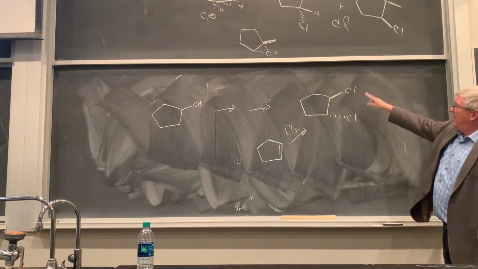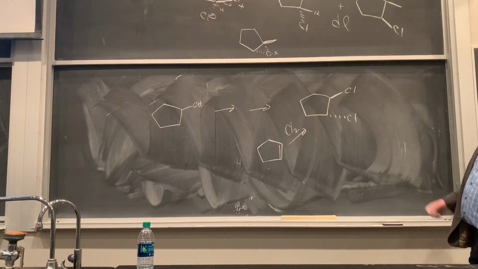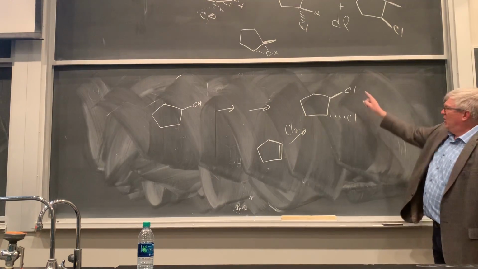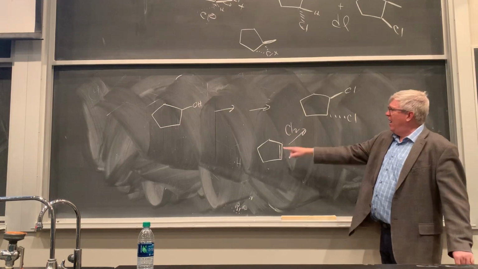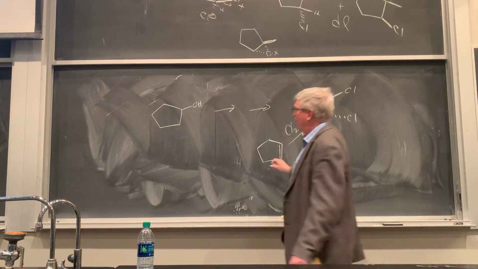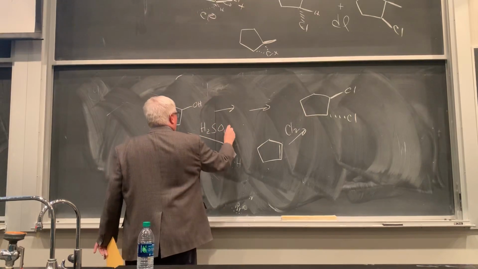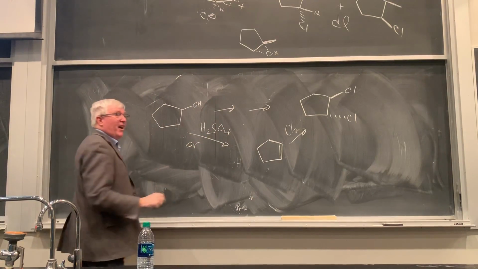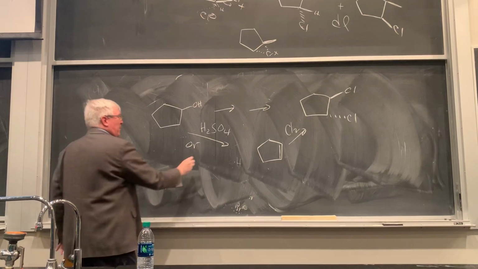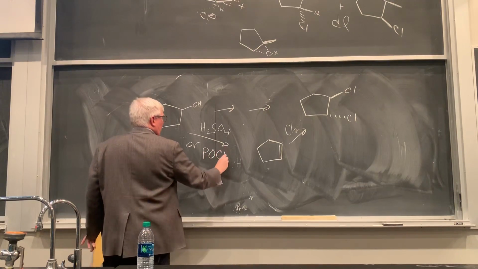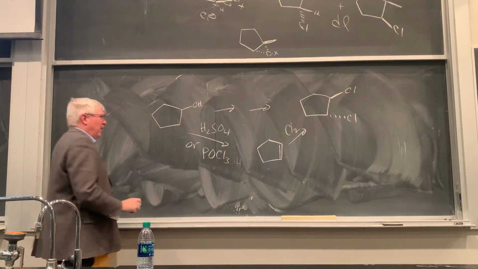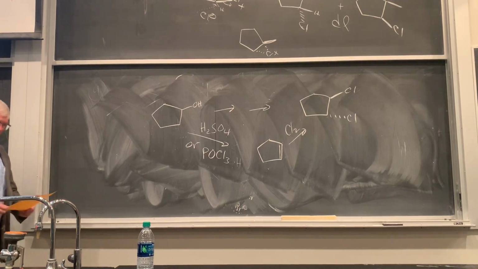Anti addition of chlorine. Don't worry about the other enantiomer of that. We're just making one or the other with the anti addition. Well, how do we go from the alcohol to the alkene? Well, we can dehydrate it, right? Sulfuric acid, or what's the other way to dehydrate an alcohol? POCl3. Okay, and that will give that there.